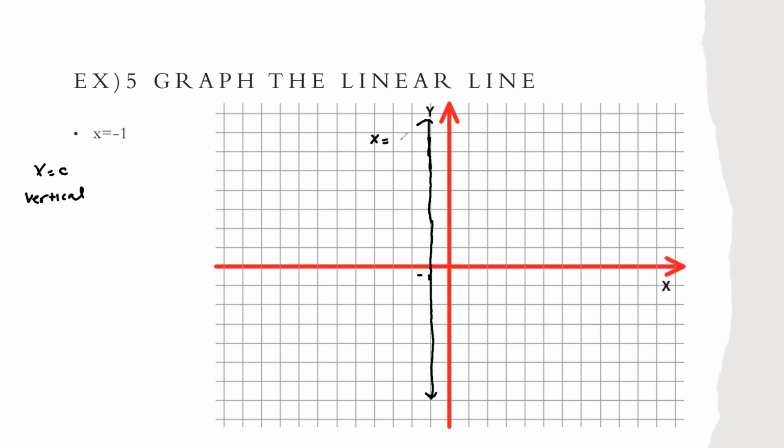So this is x equals -1. It's completely vertical like that. And yeah, so that's pretty much it. So if it's x equals a constant, you know it's going to be completely vertical. Good. Let's move on.